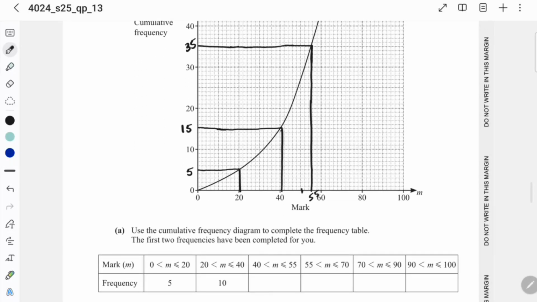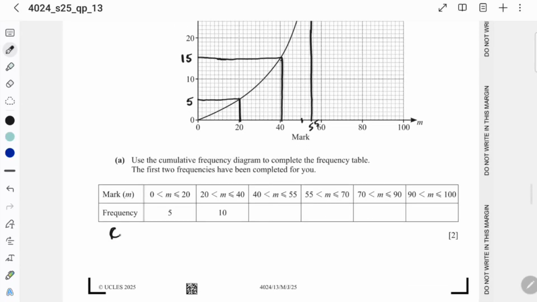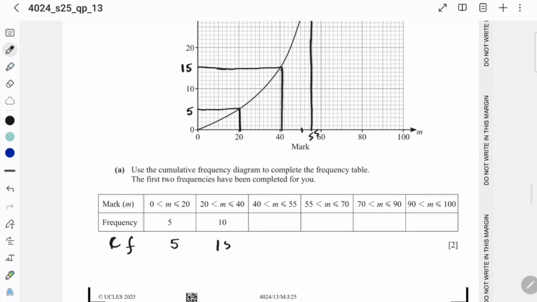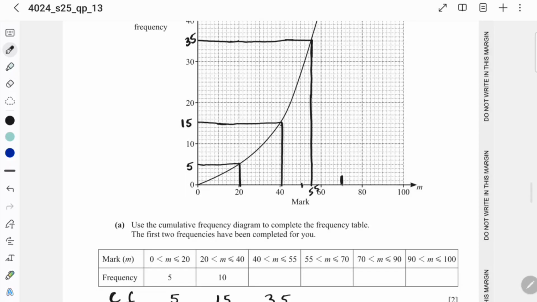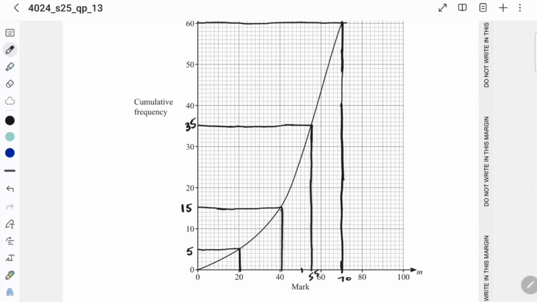I'm writing down also the cumulative frequency, then afterwards I'll not have any problem. You add this cumulative frequency table here. It was 5 and then we have 15 and it's reaching at 35. Now I'm moving to 55 to 70. So I'll have to just move up and check where it is. So this is 70 and reaching at 60.